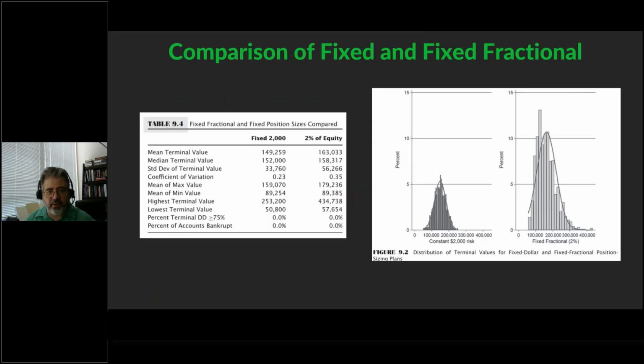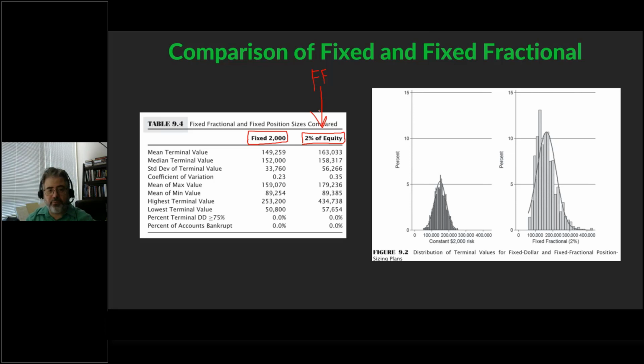Just to understand here, this looks at that same system, with the coin flip system, and this is now, I think, 1,000 runs through the system, and this is risking $2,000 per trade in the $100,000 account, and this is risking 2% of equity. Now, the key with fixed fractional, so the second column is fixed fractional. The key to fixed fractional is that as your trading account size changes, you will change the size that you trade.